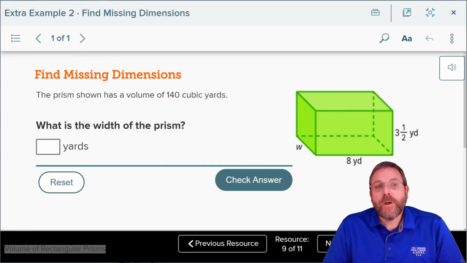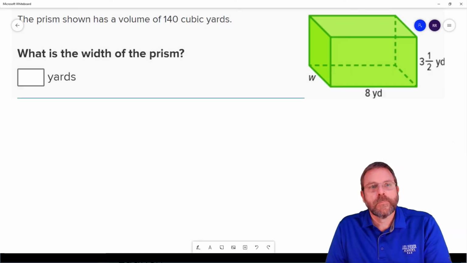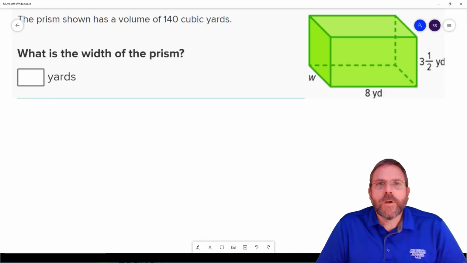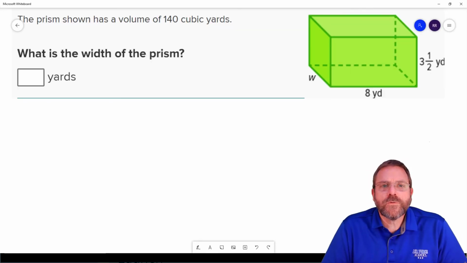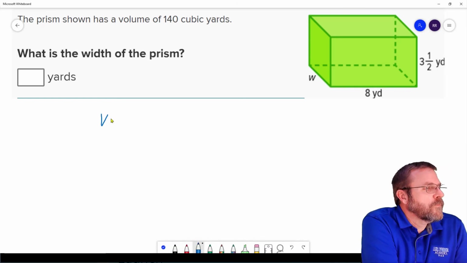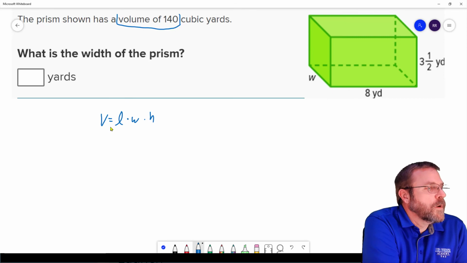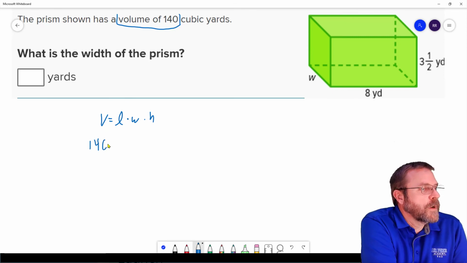This is our last problem for this lesson. Go ahead and pause the video and work it on your own, and then I'll show you what I did. How did it go? The first thing you always should do is write the formula. So that's where I'm going to start, saying volume is equal to length times width times height. Next, we're going to pull out what we have. The volume is 140. That goes right here.